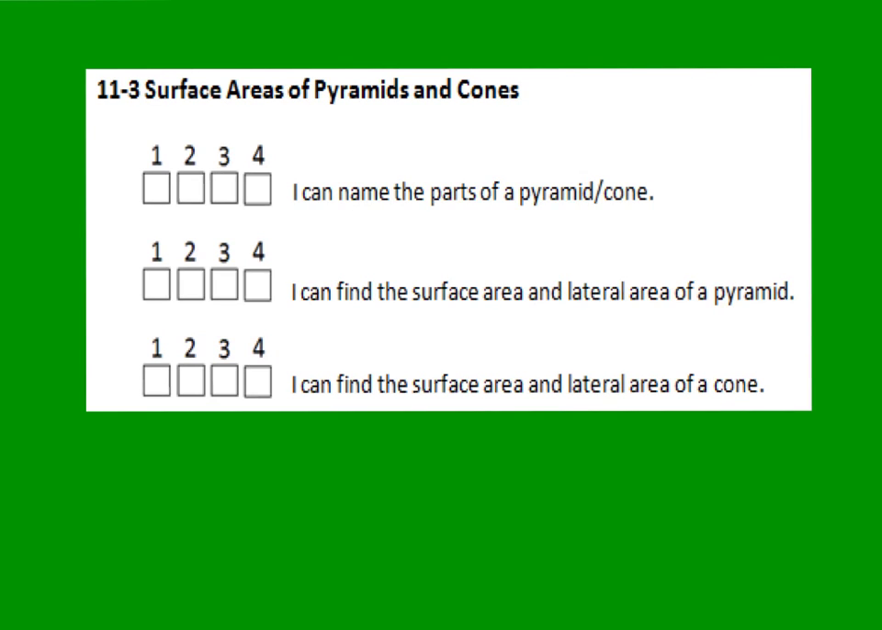Hey you guys, we're in chapter 11, section 3, and we're looking at surface areas of pyramids and cones. So our first objective is I can name the parts of a pyramid or cone. That's just vocab. The second objective is I can find the surface area and lateral area of a pyramid. Now here we're going to have a couple of formulas we need to remember. And lastly, I can find the surface area and lateral area of a cone. So again, just a couple more formulas.